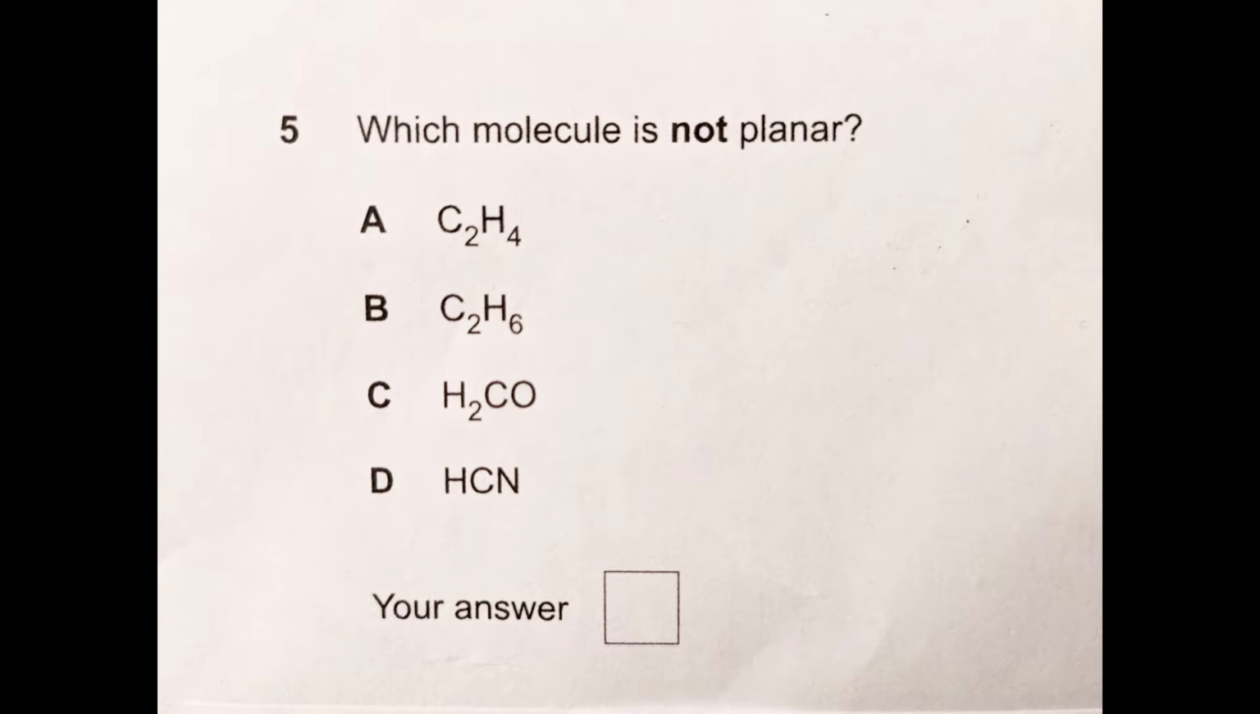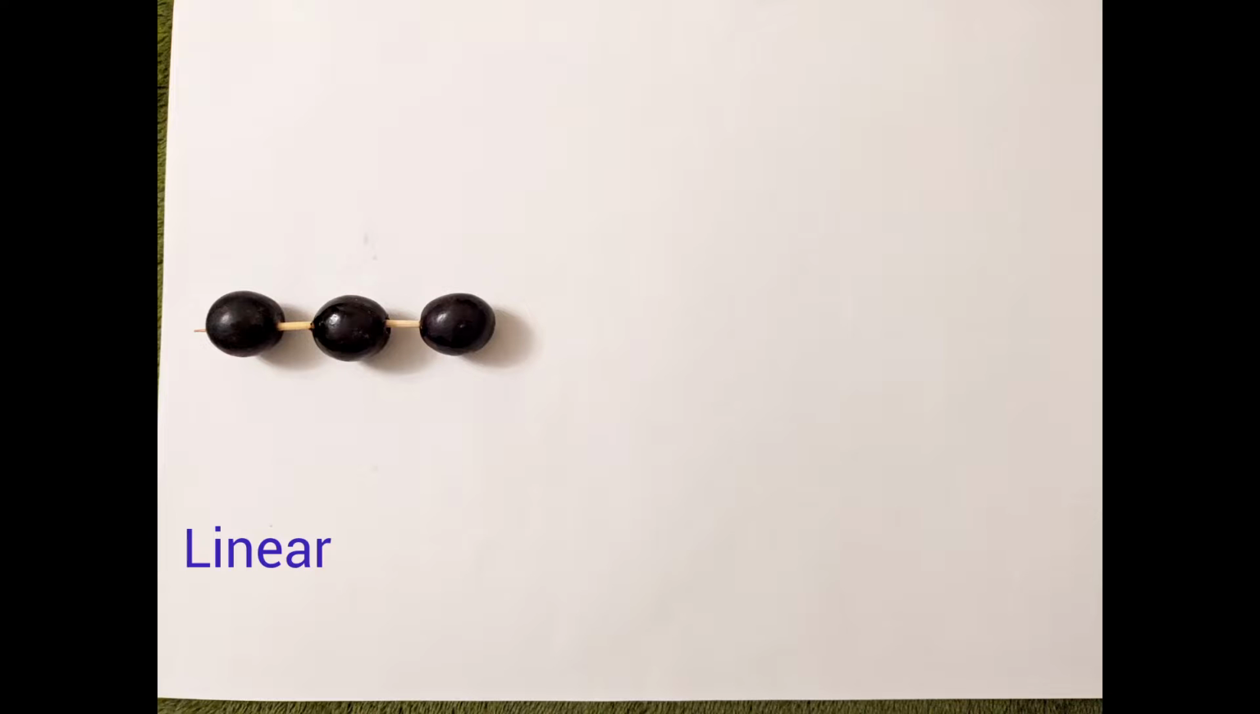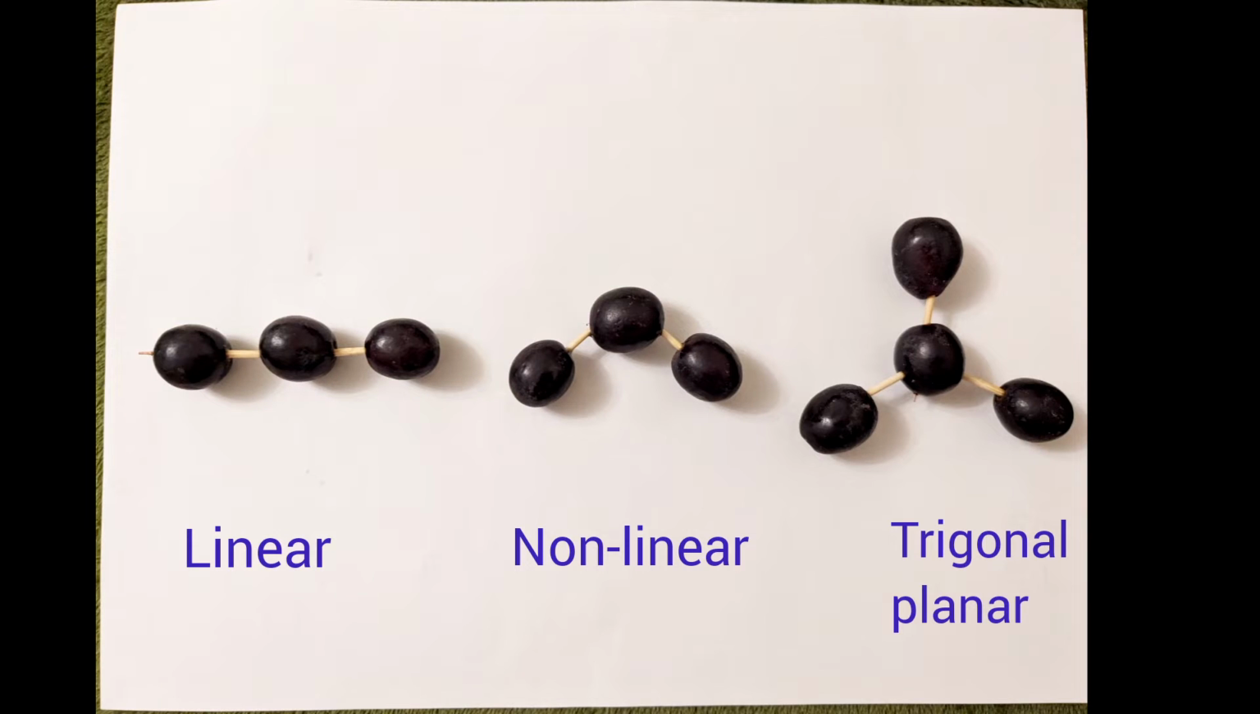So before we start looking into this, let's define what we mean by planar. A molecule can be defined as planar if it's two-dimensional. In other words, if we were to make a model of the molecule, it would lie flat on the table with no bits sticking out. Linear, nonlinear, and trigonal planar molecules are all examples of two-dimensional planar molecules.